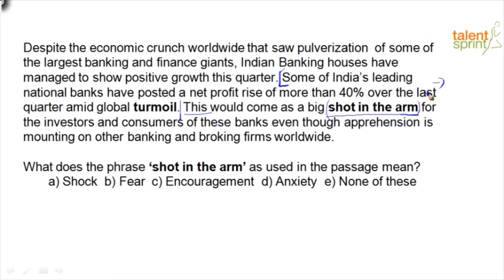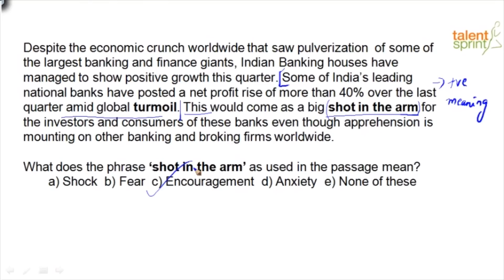Some of India's leading national banks have posted a net profit rise of more than 40% over the last quarter. It's a positive sentence, it gives me a positive meaning. So obviously, this is going to be an encouragement, because amid global turmoil, around the world, there is a problem happening, but still India is able to show some profit. Don't you think that would be an encouragement rather than shocking news or something they have to be fearful or anxious about? So what we've done here is, vocabulary questions, this one pertaining to a phrase. Just looking at the context, I'm able to figure out the answer, and the answer is C.